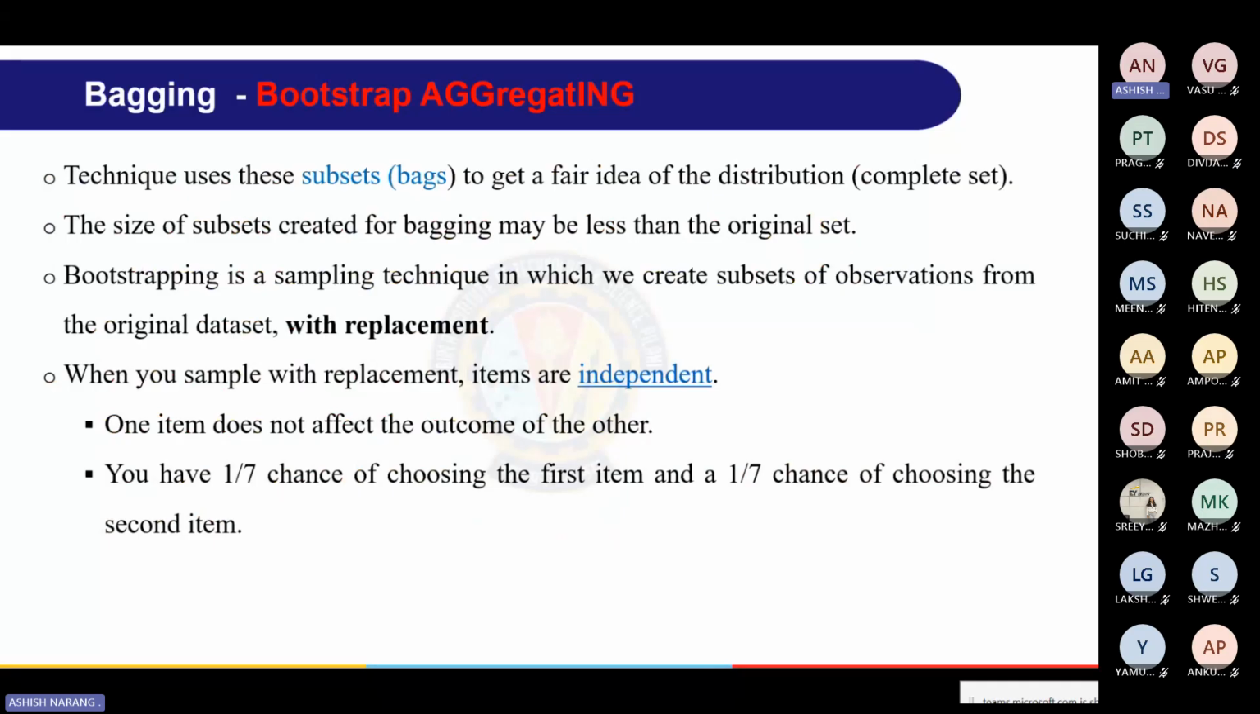So what is bagging? Bootstrap aggregating. This technique uses these subsets to get a fair idea of the distribution. The size of the subset created by bagging may be less than the original. At that time we said, okay, 5 data sets we created, but it may be less than the original data set. It's a sampling technique in which we create a subset of observations from the original data set with replacement. When you sample with replacement, items are independent. One item does not affect the outcome of the others. You have a 1/7 chance of choosing the first item and a 1/7 chance of choosing the second item if you have 7 items.